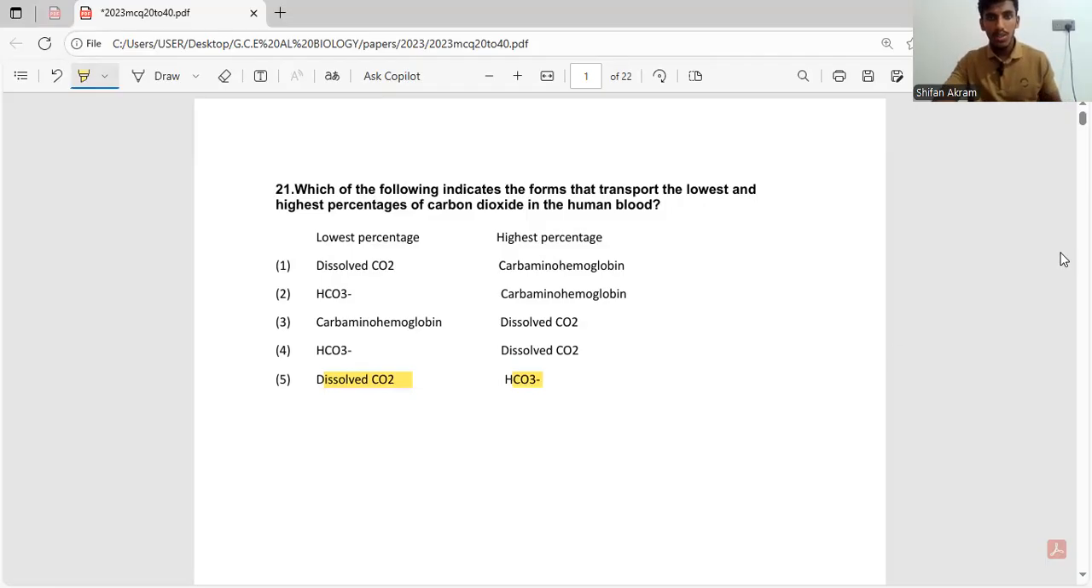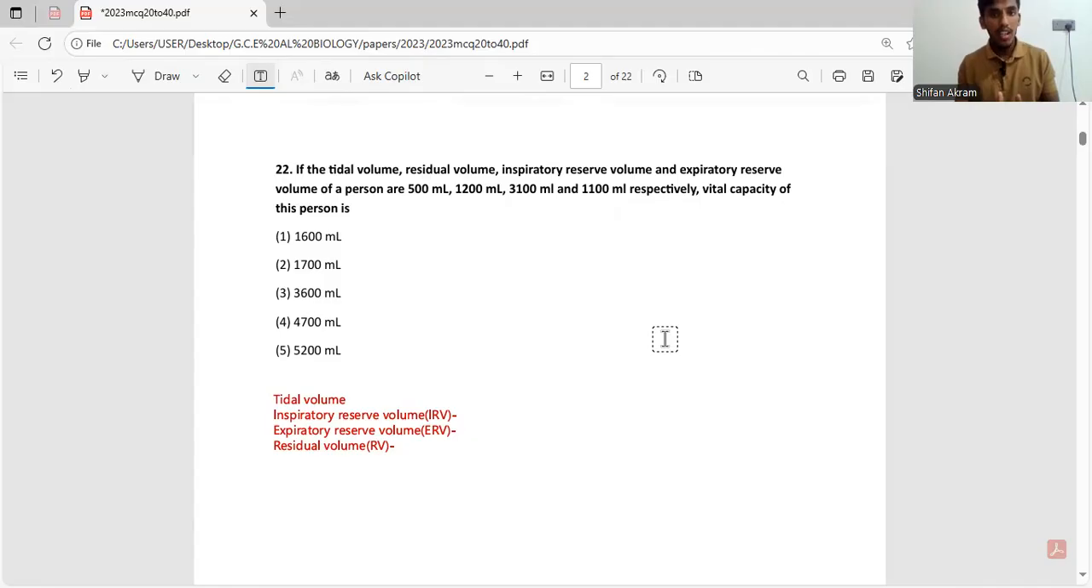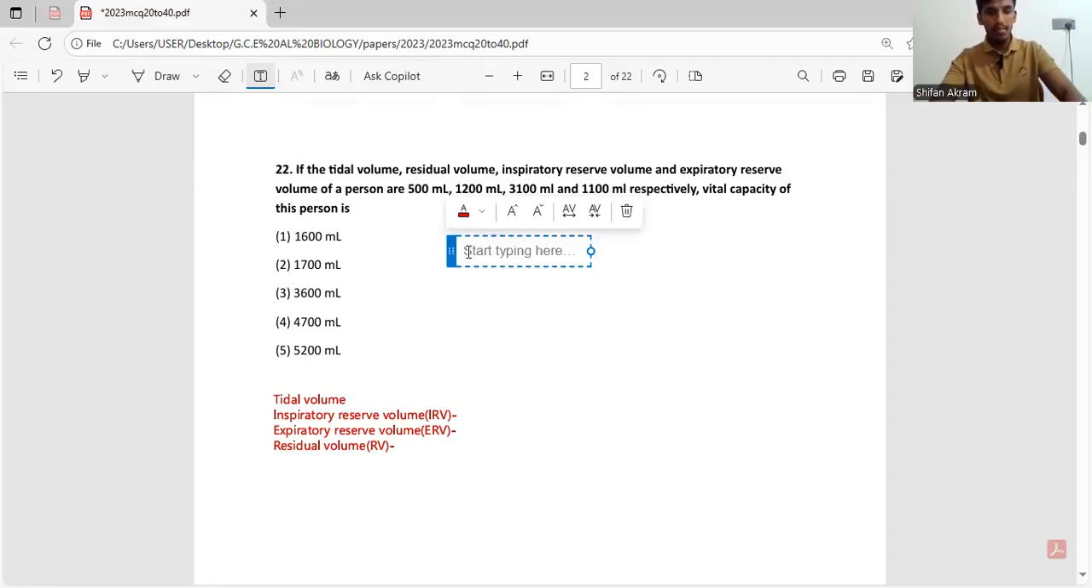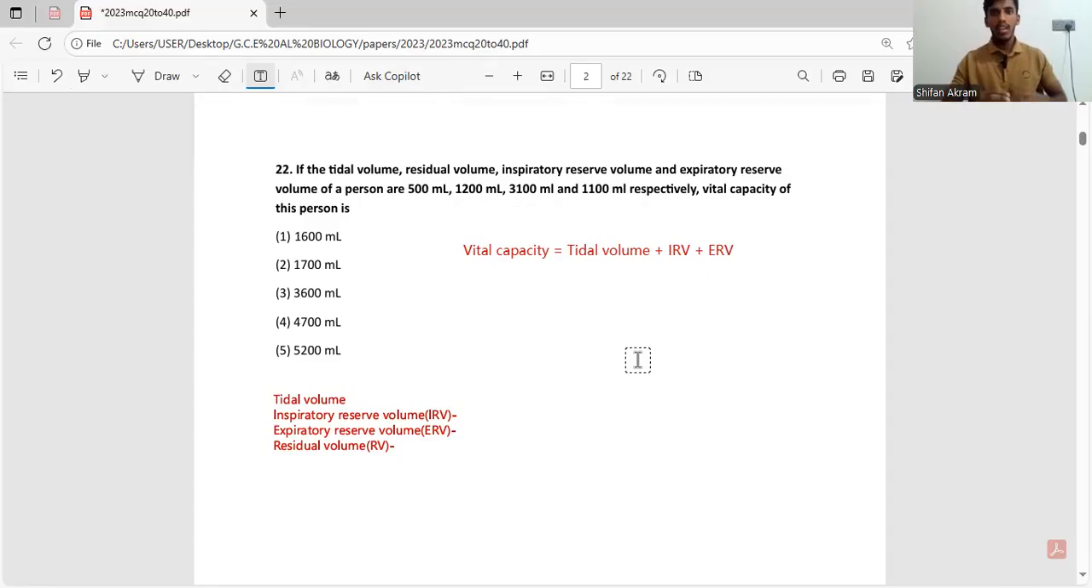Okay. Now let's go through question 22. If the tidal volume, residual volume, inspiratory reserve volume and expiratory reserve volume of a person are 500 milliliters, 1200 milliliters, 3100 milliliters and 1100 milliliters respectively, the vital capacity of this person is? Okay. We know for the vital capacity we have an equation, right? So the equation is tidal volume plus inspiratory reserve volume plus the expiratory reserve volume. So let me write it down. Vital capacity.